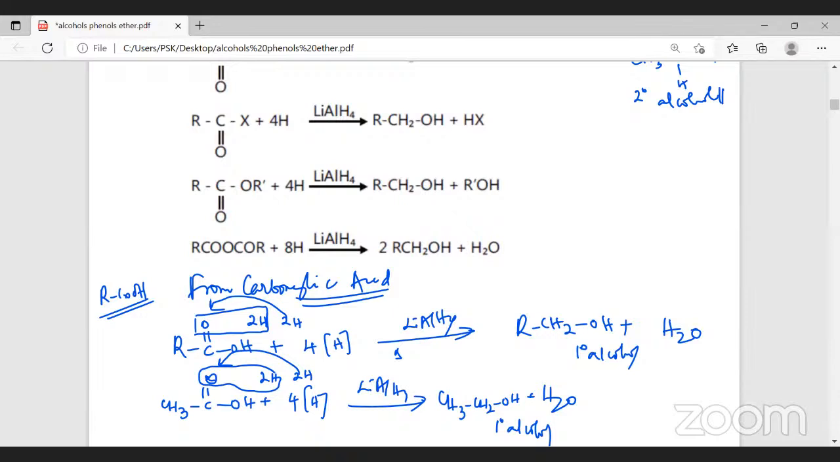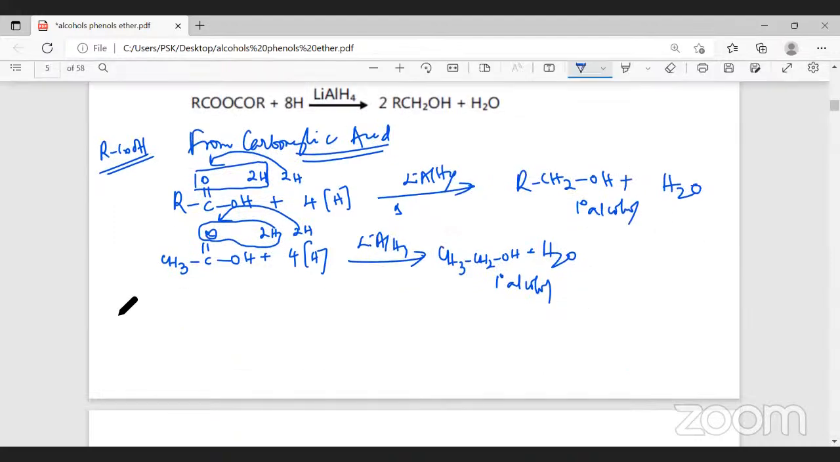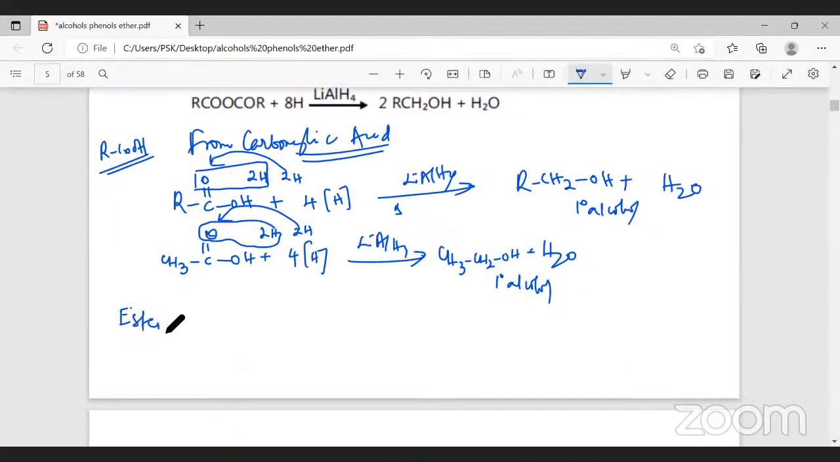Yes, sir. Next, the last reaction, and then we will stop. That is from esters. Esters also contain a carbonyl group. An example of an ester: CH3C double bond O, single bond O, and CH2CH3. The name of this molecule is ethyl ethanoate. It's an ester; see the functional group, COO. This is an ester.